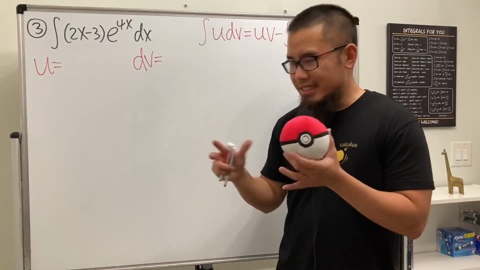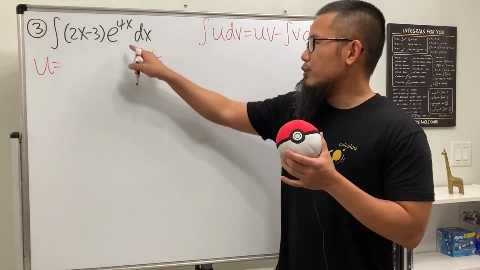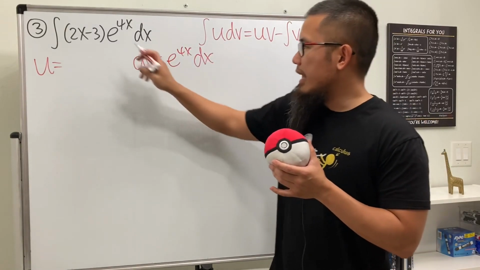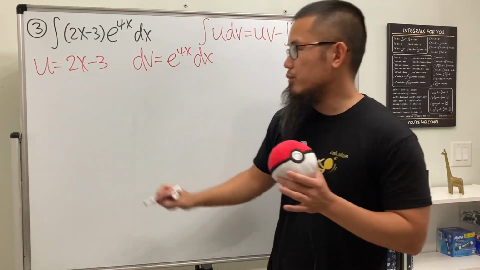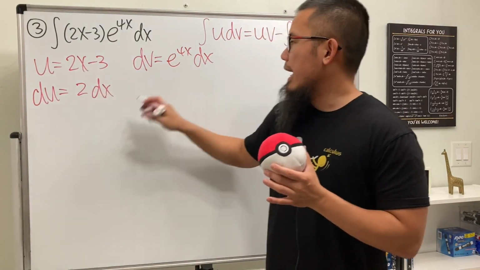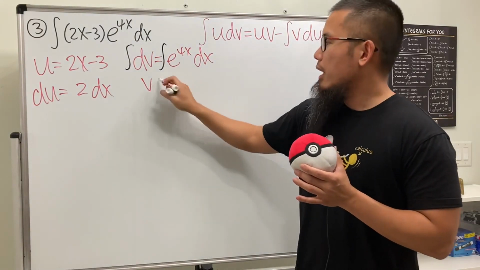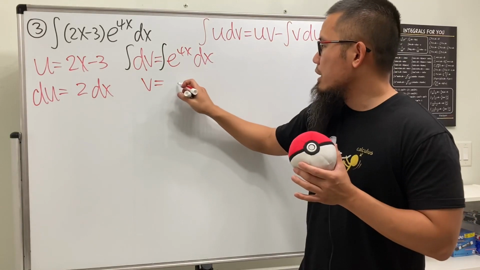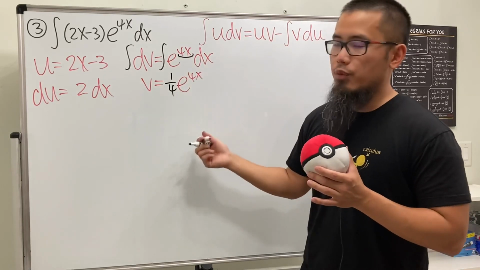So that second integral that we get is not going to be any easier. So we shall really be integrating this e to the 4x, and then we will differentiate 2x minus 3. And you will see things will work out really nicely. Alright, du is just going to be 2 dx. And then this right here, we have to integrate both sides. That's how we can get the v. Because the derivative of 4x is just a 4, we can just put down e to the 4x and then divide it by the 4. So let's put down 1/4.